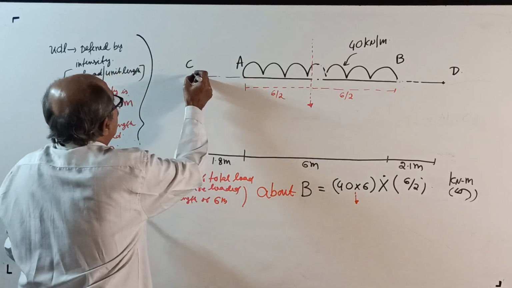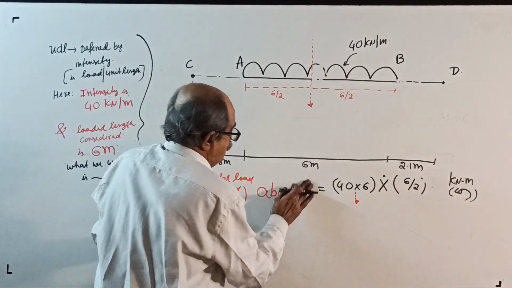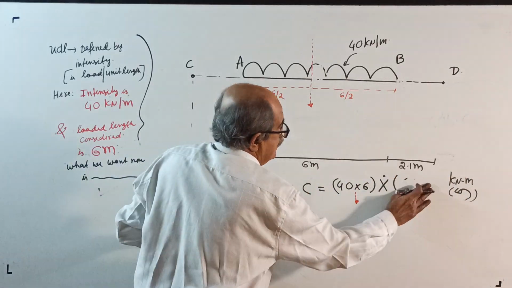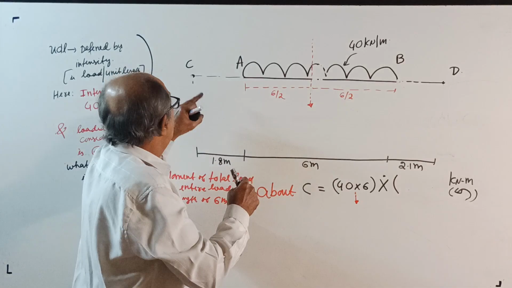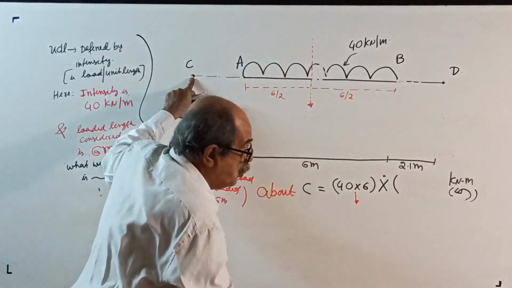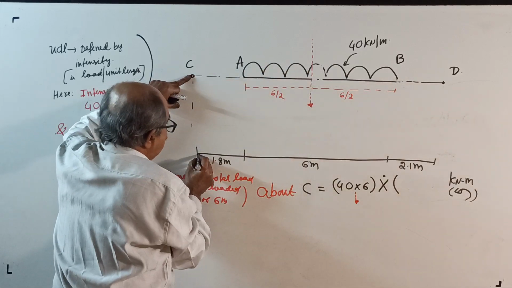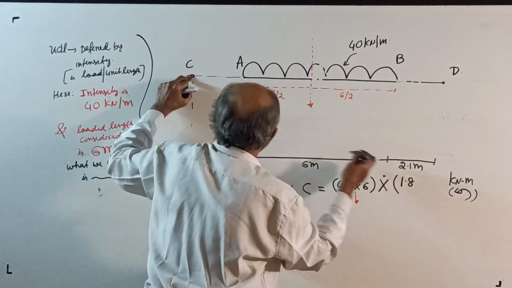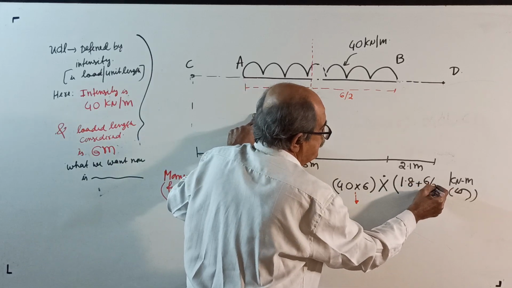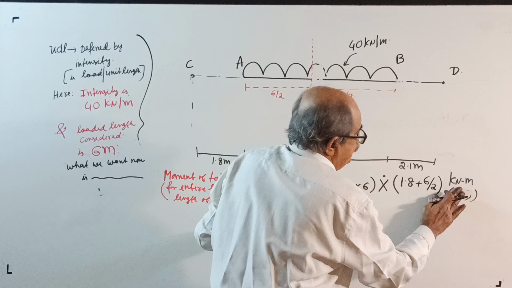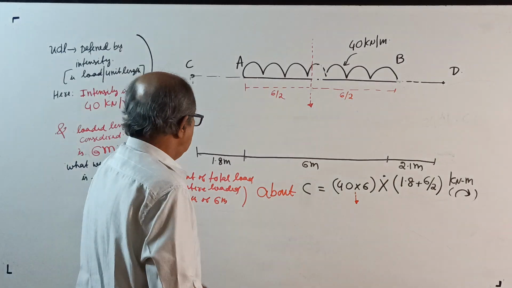Now, moment about C I want. This I am rubbing now. Once again I am writing. Okay, over. Moment about C. See, total load, how many times I am telling, when you want moment, your hand should first move. Total load, 40 into 6 into, from C, this distance is 1.8. From here to here is 1.8. Then from here to here is another 6 by 2, half of 6. Kilonewton meter, that is clockwise over.